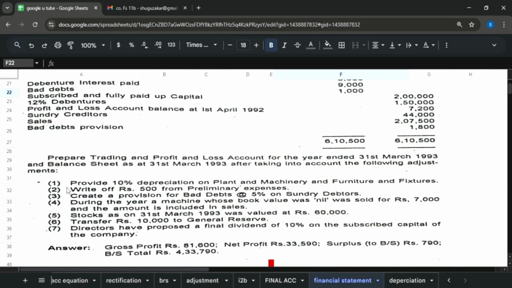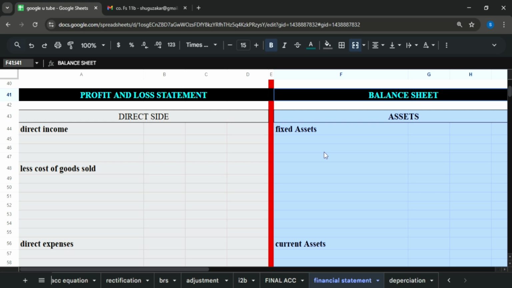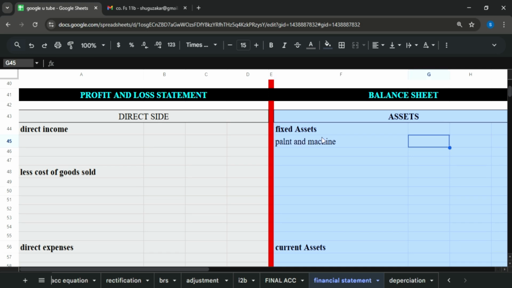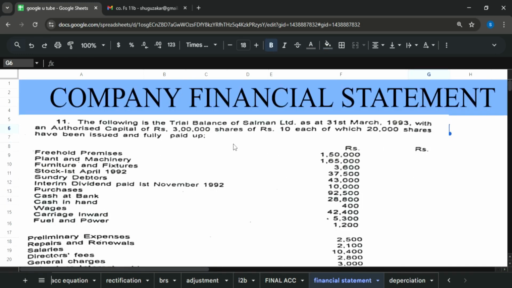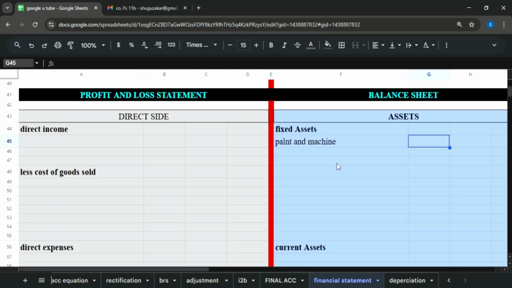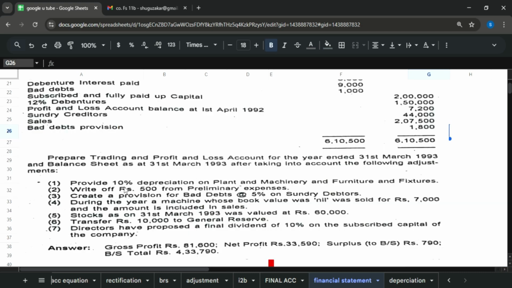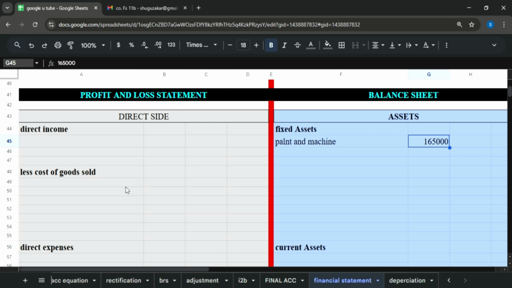Let's begin. Number one, provide 10% depreciation on plant and machinery and fixtures. There are two depreciations. We'll go to the fixed asset side. Here first we will deal with plant and machine. Let's search how much the value of plant is, which is clearly showing over here as 165,000. Write down the amount. Now we will see the rate of depreciation. Look, 10% is mentioned over here.